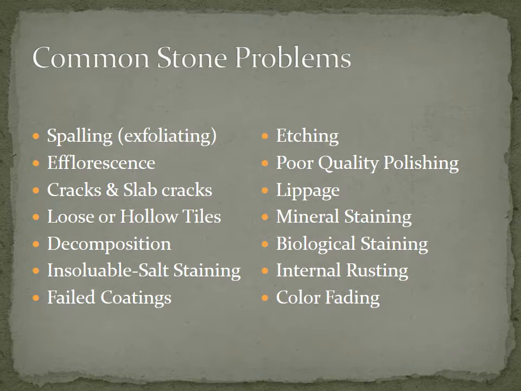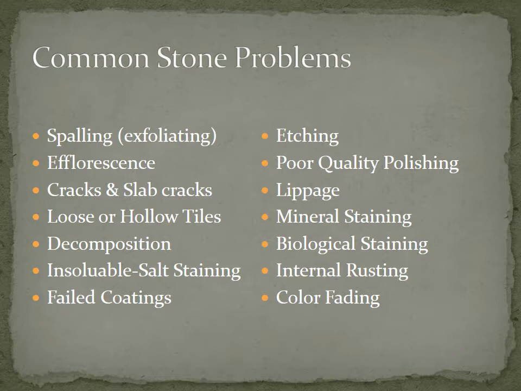Cracks, slab cracks, when the slab cracks underneath, and then it radiates up into the stone because there wasn't a slip sheet used or a crack isolation membrane. Loose hollow tiles, like I talked about before, it's an installation deficiency. And there are ways to fix it, but it's not easy. Decomposition, where typically in slate or quartzite or limestone, there's a moisture problem, and the stone will start to rot, literally flake, and just loses its integrity altogether.